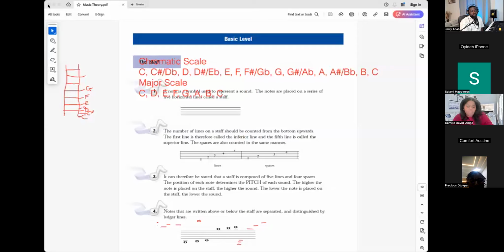After the C, what should follow the C? This last C here. What should be the next note after this C?